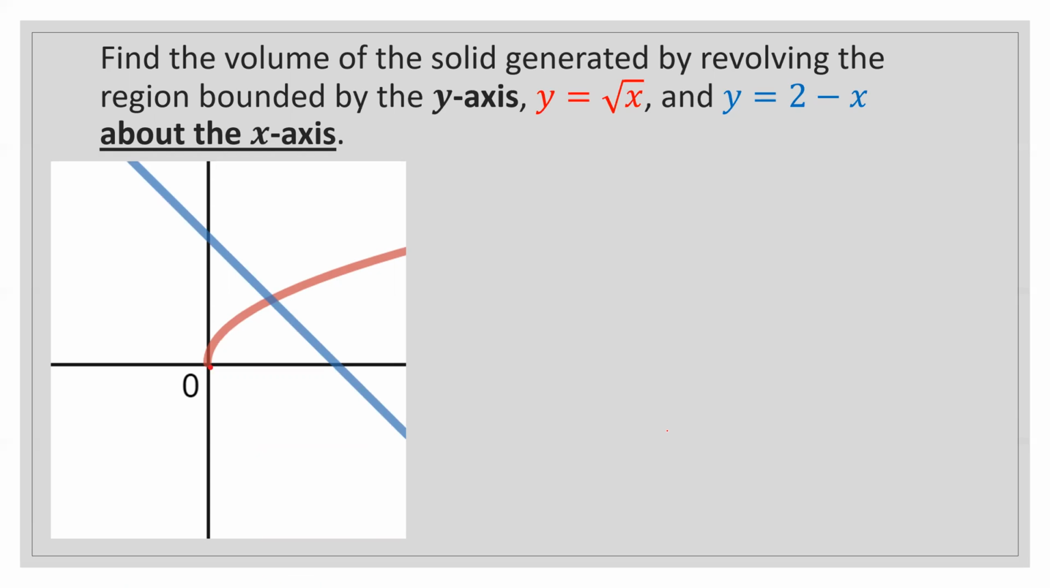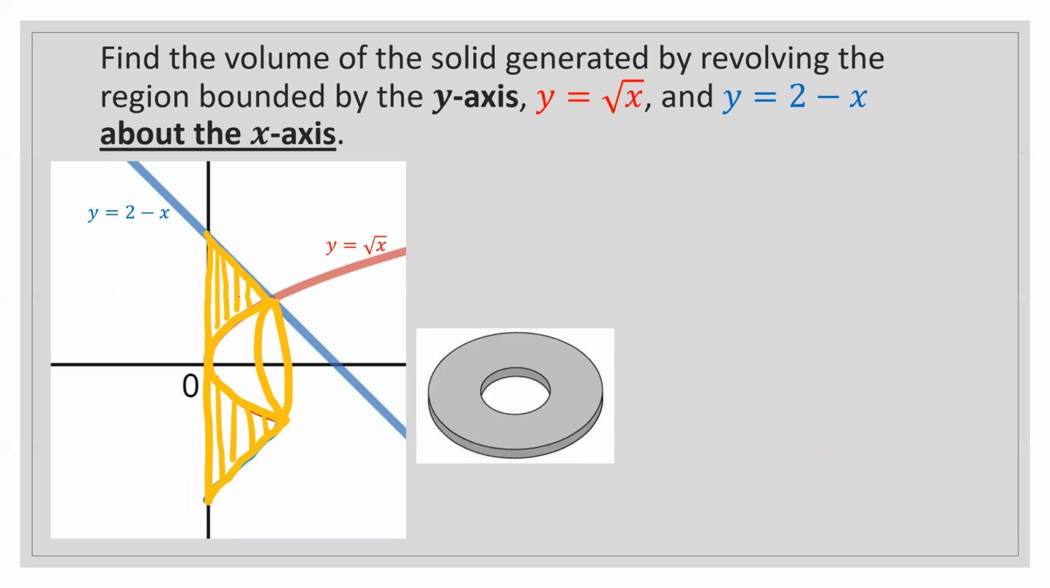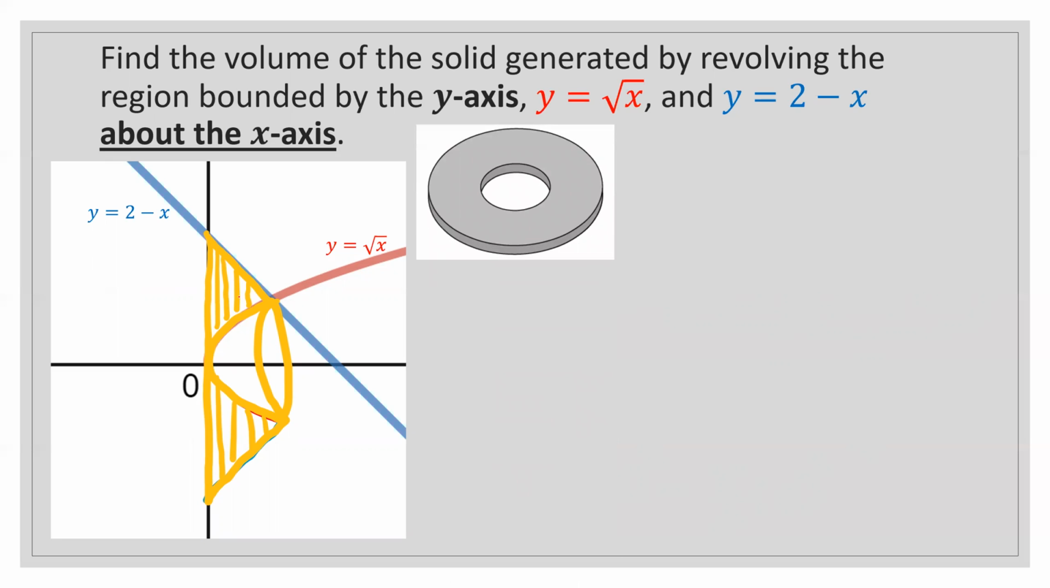And the region is this part right here that looks like a triangular part by the y-axis. And we are going to revolve it around the x-axis. So I am going to copy the other side and say that's the solid that I'm looking at. What's going on here? How does the cross section look? And if you say it looks kind of like a donut shape, you're right.